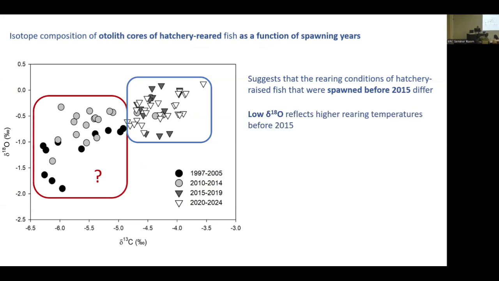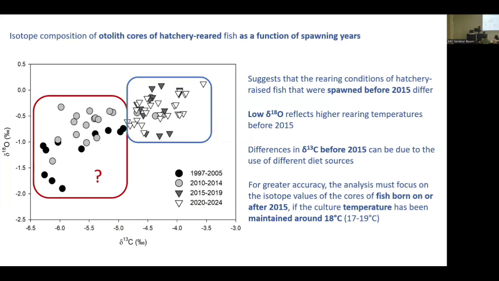And also, the low values of oxygen 18 reflect higher rearing temperatures. And in the case of the carbon, maybe we have different diet sources. So with that, for greater accuracy, we will focus our analysis only on those fishes that were spawned during or after 2015 because of the hatchery conditions.